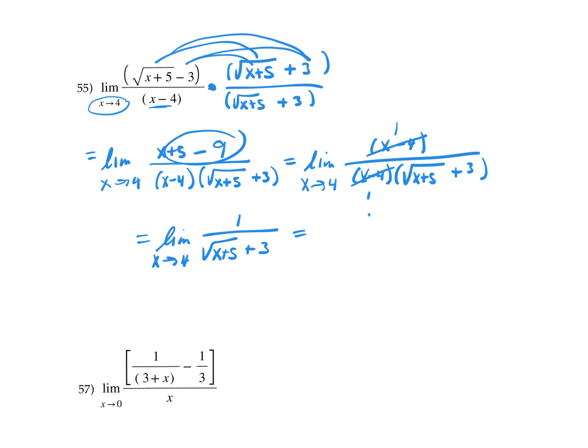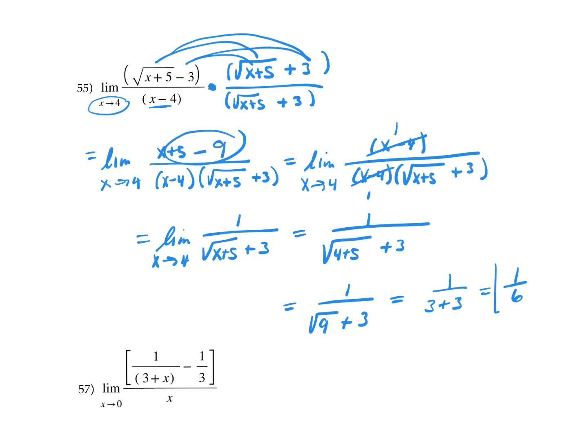So plug in the 4. We have 1 over the square root of 4 plus 5 plus 3, and 1 over the square root of 9 plus 3. So it's 1 over 3 plus 3, which is 1 over 6.